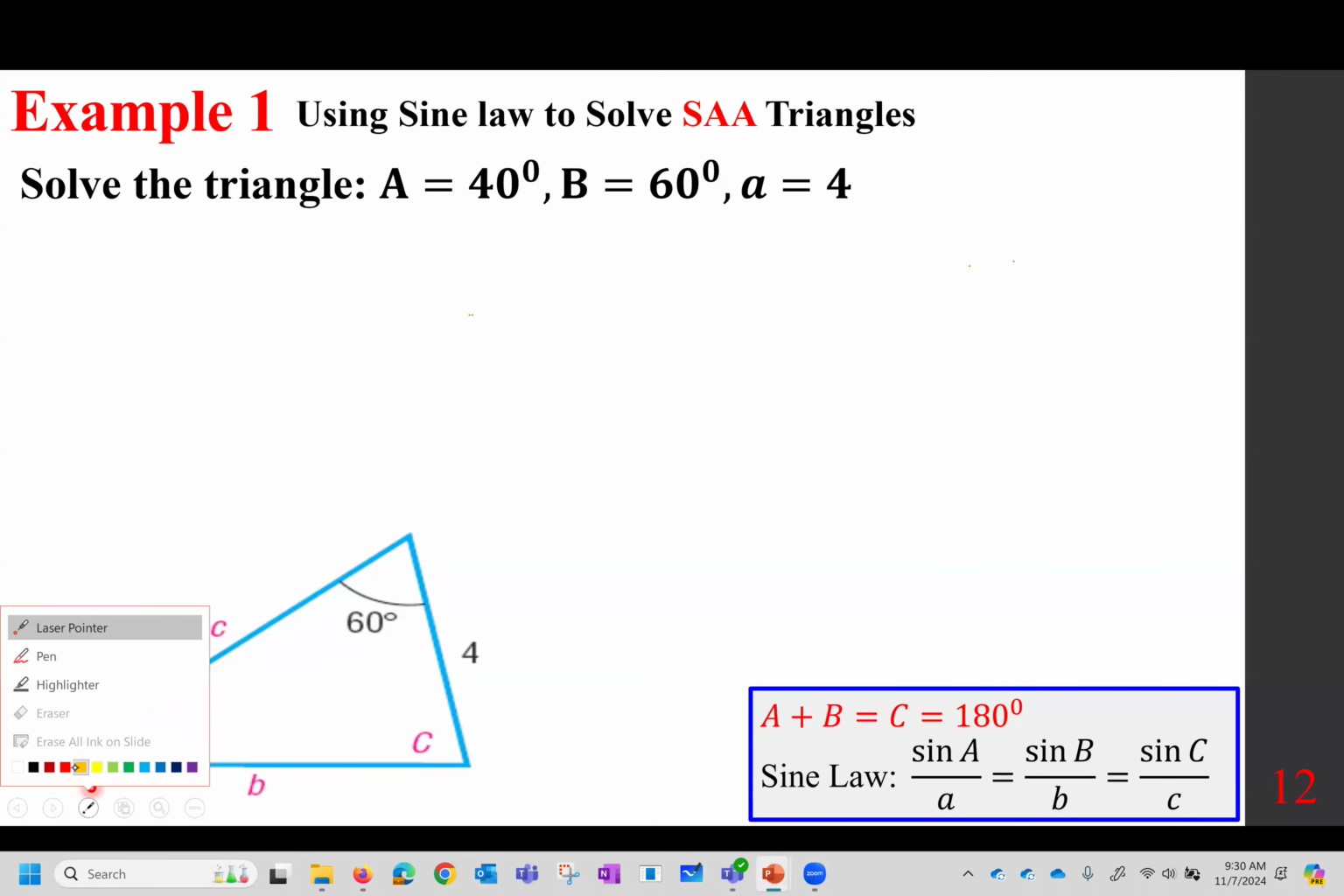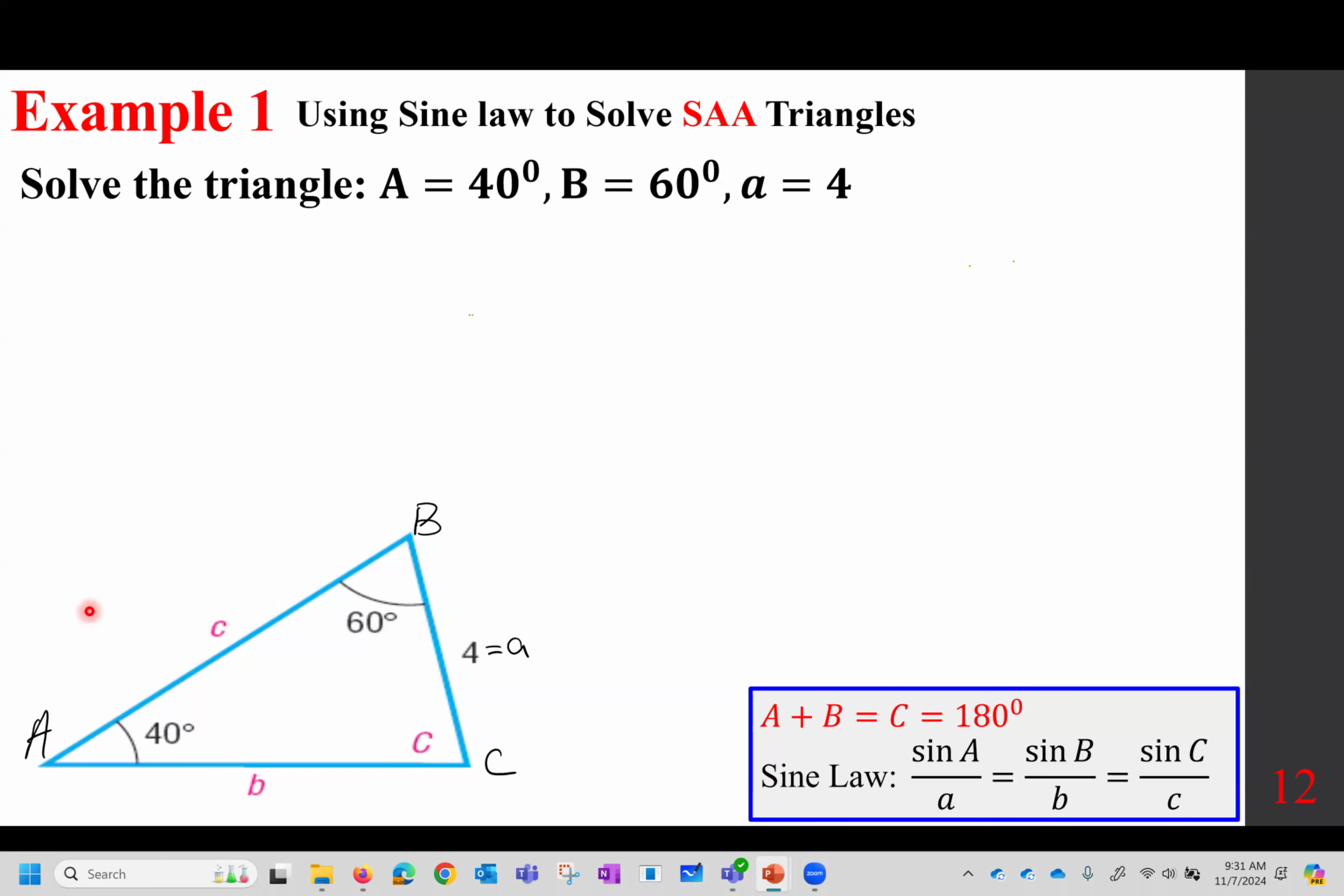So for now, let me see what's going on here. Since this is lowercase b, this must be capital B. Of course this is capital C, it says so, and this is capital A. So this is lowercase a. We have lowercase b, lowercase c, and now let's find the rest of it.